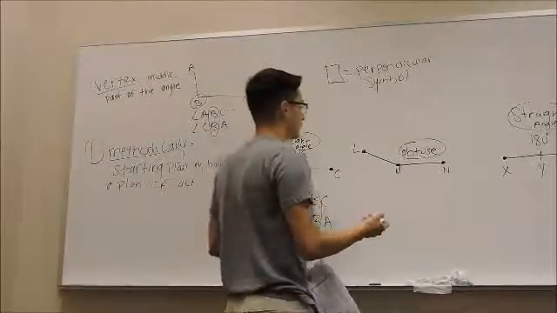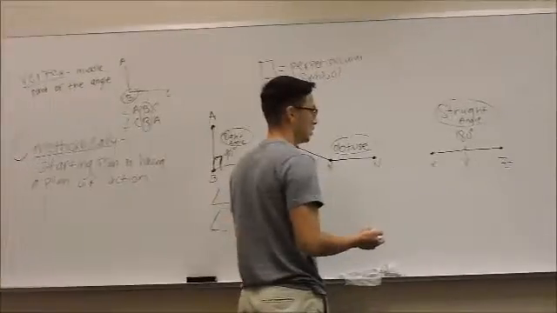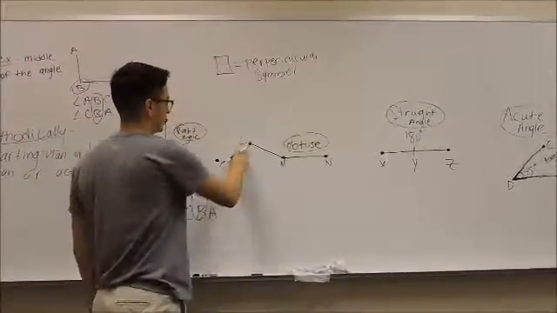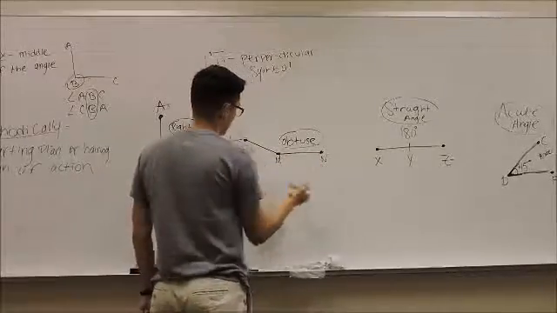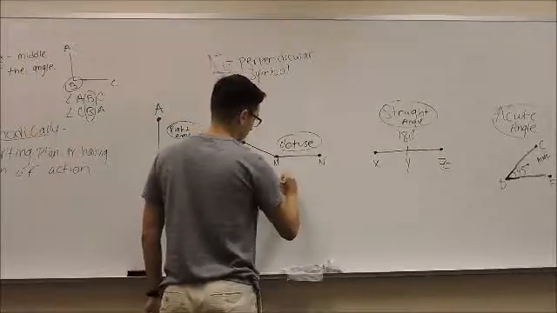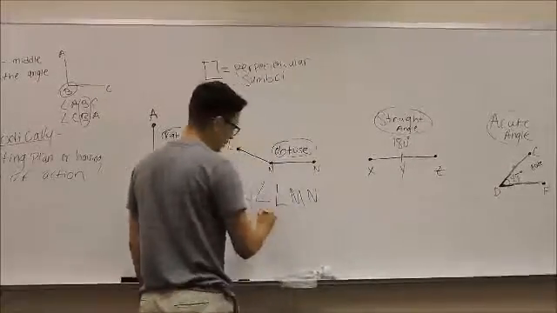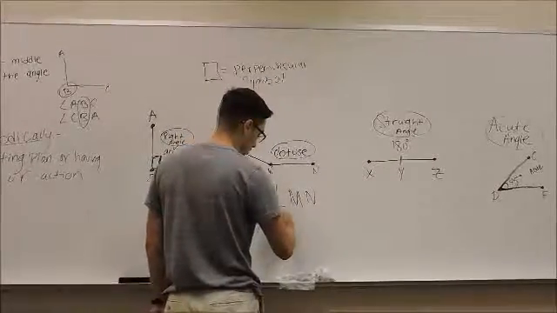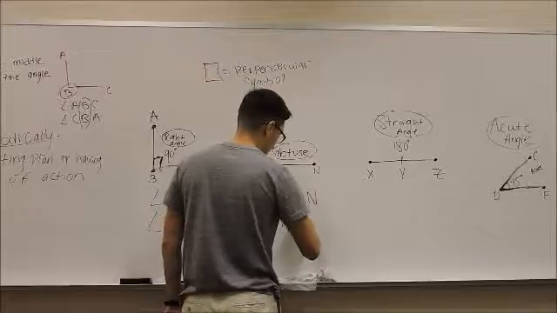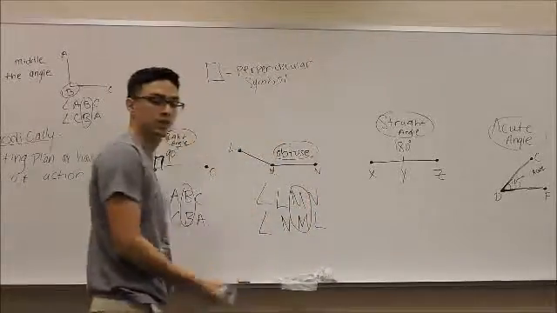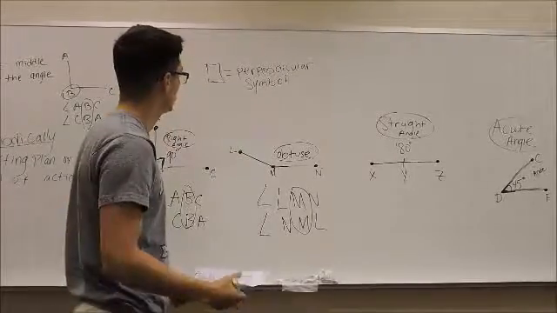This is an obtuse angle, which is greater than 90 degrees. For this one, you have points L, M, N. So again, the angle would be LMN, or angle NML. You just circle those, so you understand where those are.